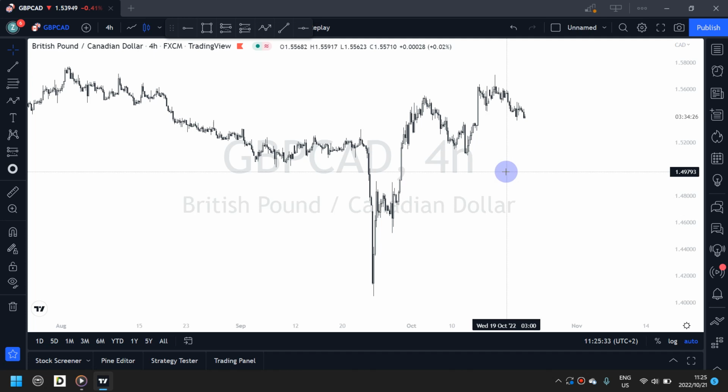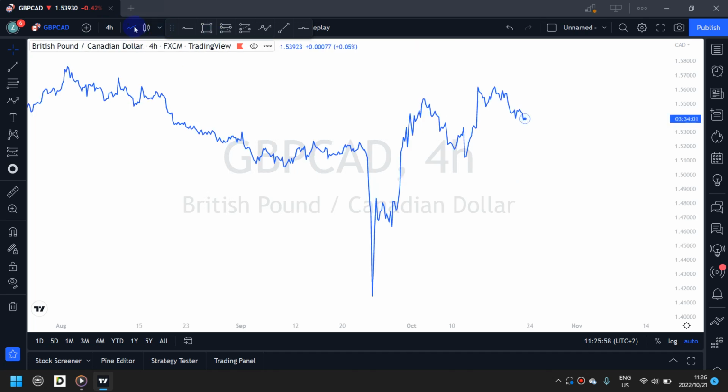Our pair for today's live forex market analysis is the British pound versus the Canadian dollar, in short the GBPCAD. So without any further waste of time, let's get on with the analysis. As usual, what I do is start from a 4-hour time frame, as you can see, and the next thing I do is switch to the line graph to identify my key levels, right?